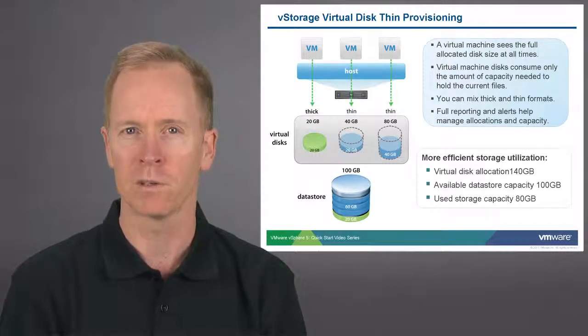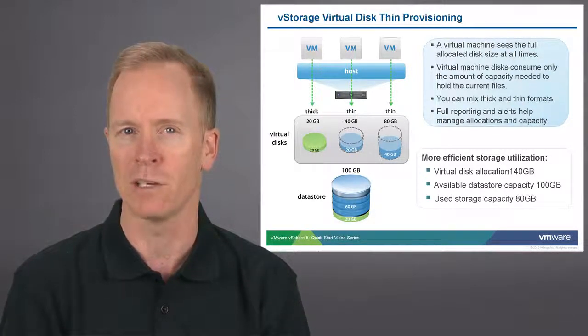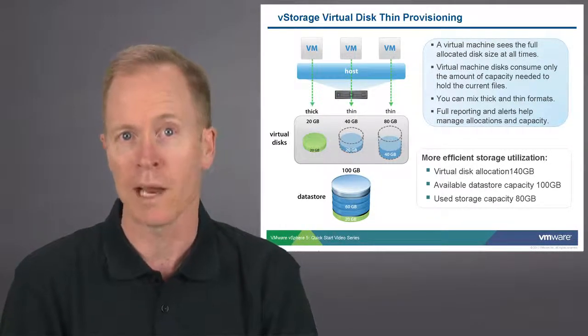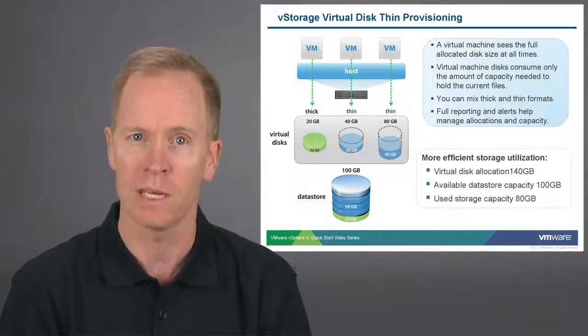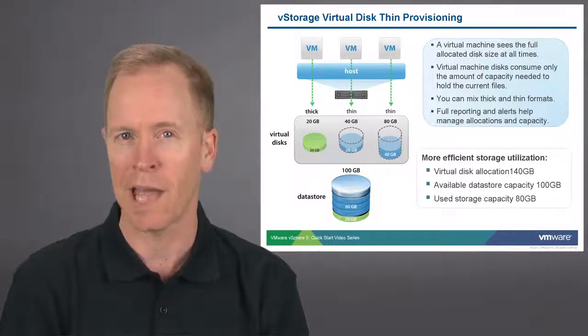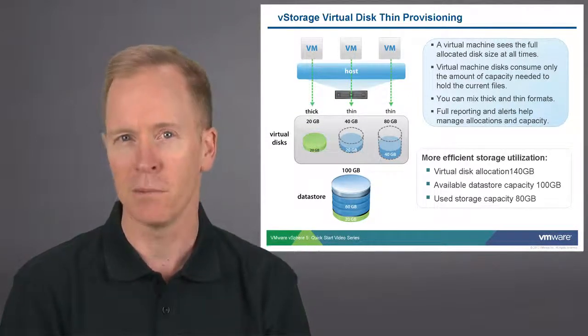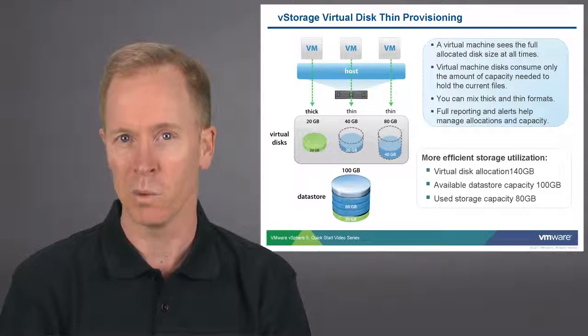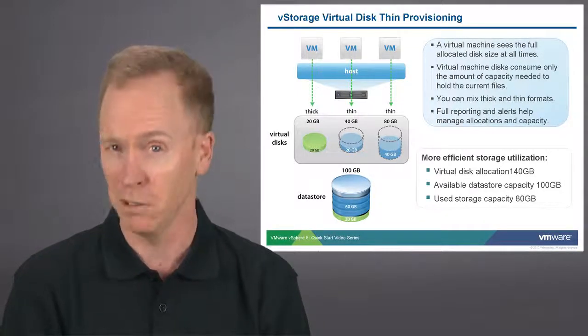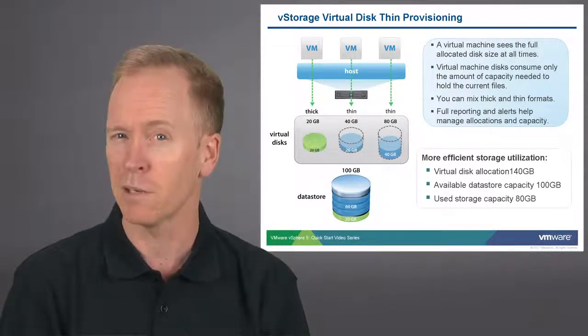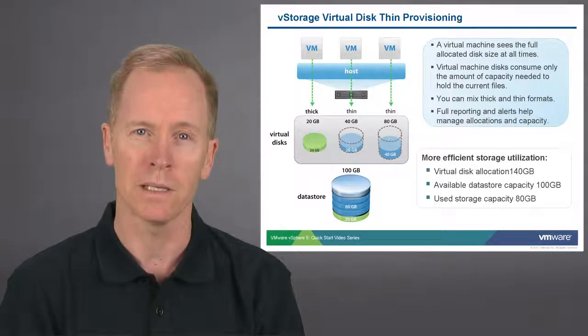With the thin provisioned virtual disk, we delay the actual allocation of data blocks until the point in time when it's actually necessary to have those data blocks. In other words, we dynamically allocate data blocks on the fly. The VM on the right also has a thin provisioned virtual disk. You'll notice that we're creating a virtual disk in this case which appears to be 80 gigabytes, but thus far we've only allocated 40 gigabytes.